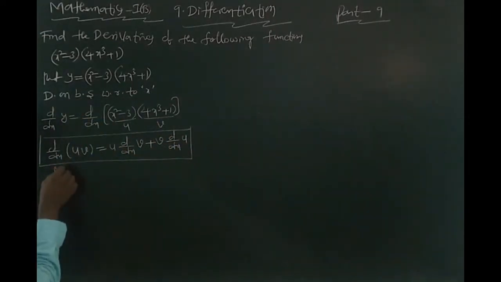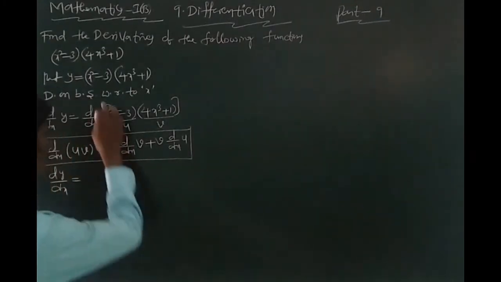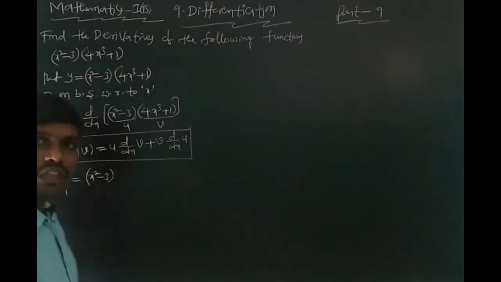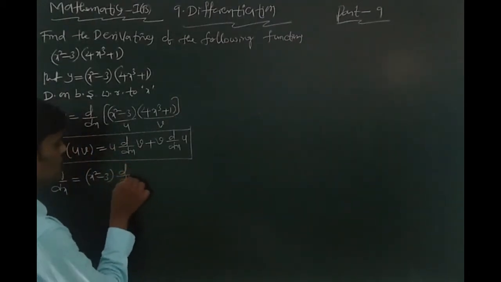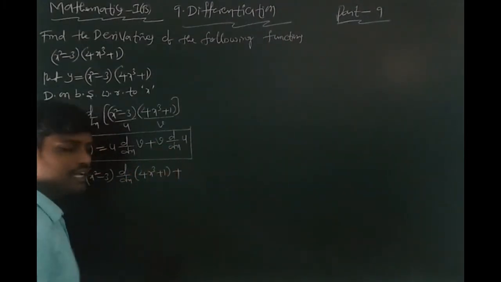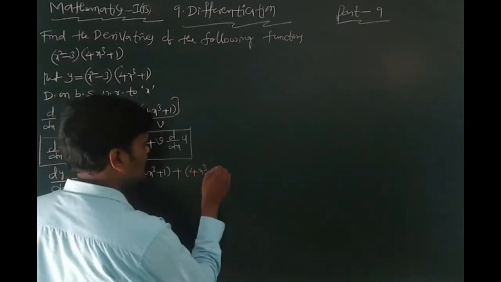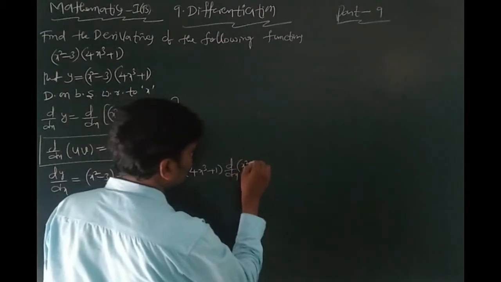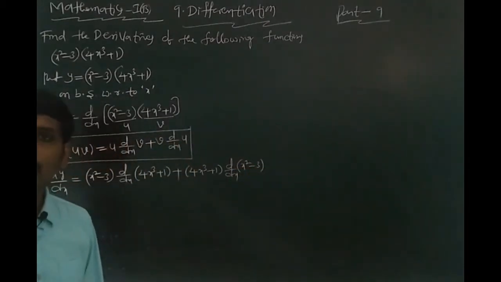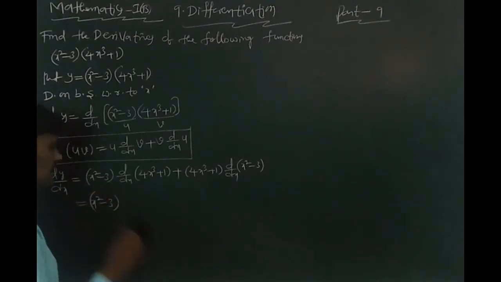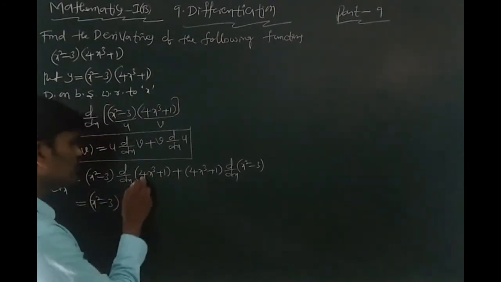That's why you can write dy by dx is equal to, u value is x square minus 3 into derivative of v value, 4x cube plus 1, plus v value 4x cube plus 1 into derivative of u value, x square minus 3. After that, you can write x square minus 3 into, here you can separate the u plus v formula.